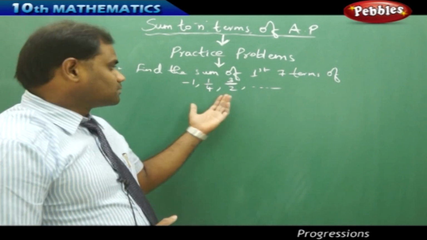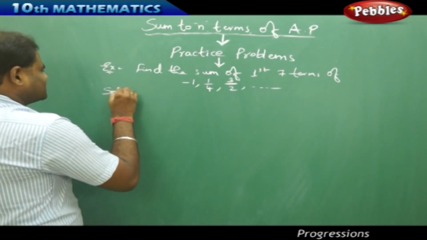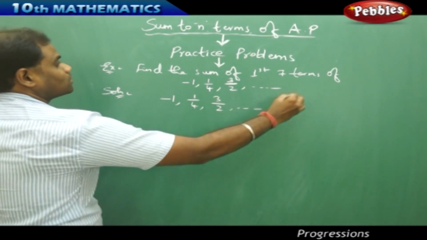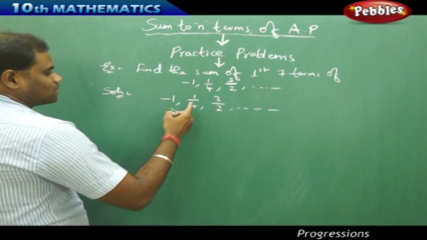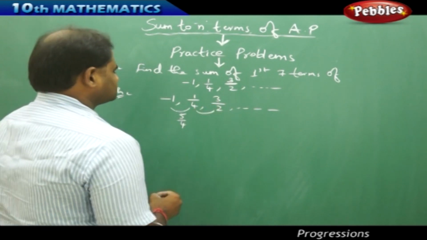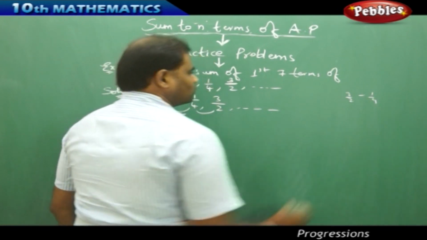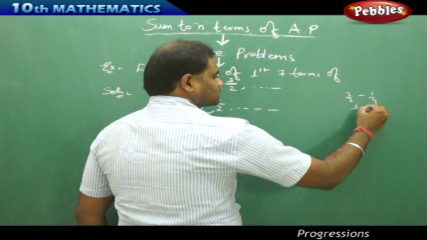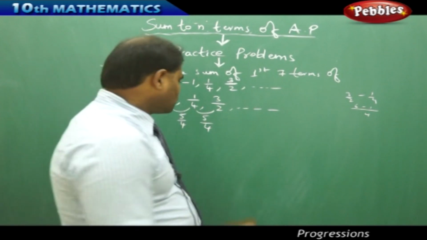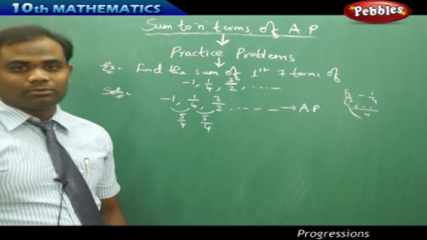So let's examine this for an arithmetic progression. As I clearly see here, the pattern is -1, 1/4, 3/2, and so on and so forth. The common difference here is 1/4 plus 1, which is 5/4, and the common difference here is 3/2 minus 1/4, which on simplification gives (6 minus 1)/4, which is 5/4. So this is an arithmetic progression because the common difference is the same.